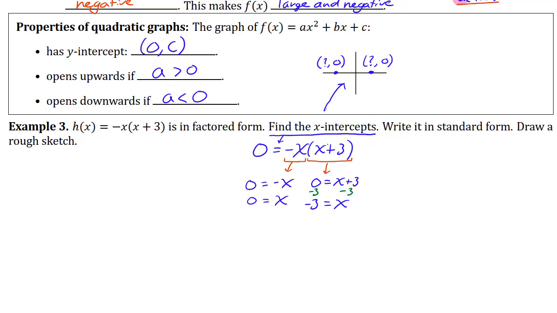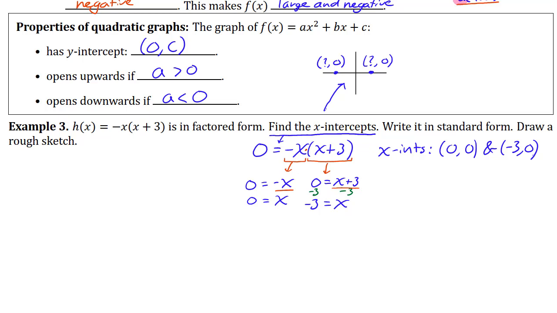But the trick is that you have two things getting multiplied. If you can make either of those two things be equal to 0, that will make the whole thing be 0. So these are the values of x that make the y be equal to 0. So we can say the x-intercepts are the points (0, 0) and (-3, 0). Okay, sounds good. Now let's write this in standard form.